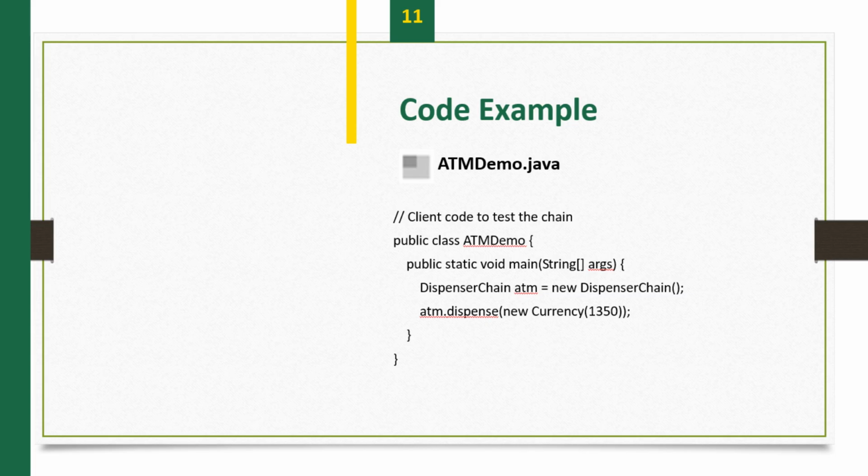Then there is ATM demo. This is the client code that demonstrates how the chain of responsibility pattern works here. It creates an instance of the dispenser chain and invokes dispense.